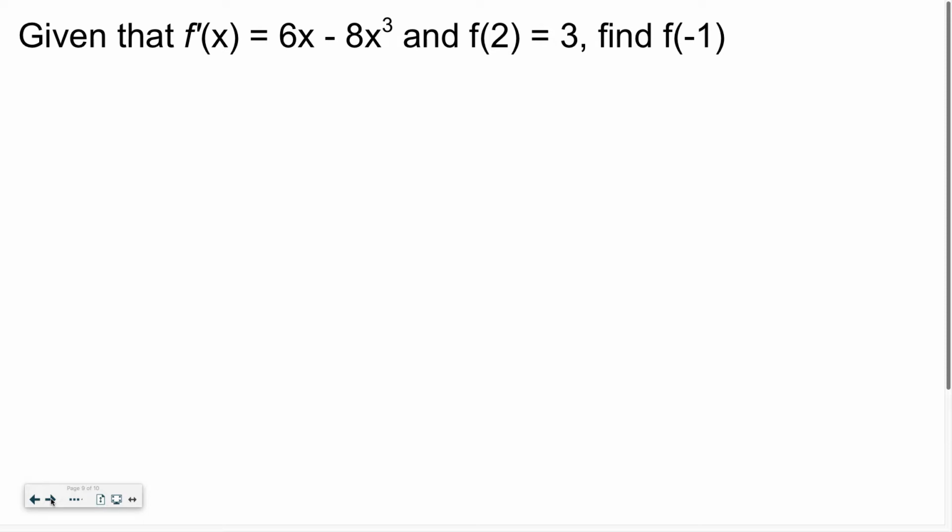Wait, is this method January? We're doing method February. I'm letting you write it down.